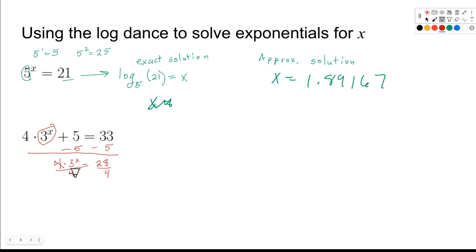4 divided by 4 is 1. And so we end up with 3 to the x. 28 divided by 7 is, 28 divided by 4 is 7. See, that happens to me all the time.